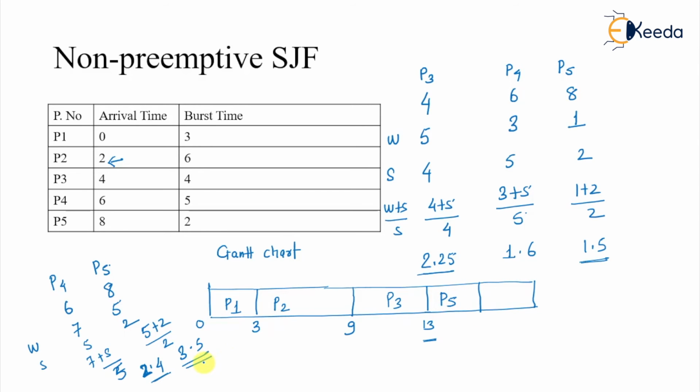because its response ratio is higher, 3.5, and it will be scheduled for 2 units, so 13 plus 2 becomes 15. Finally we have only one process left, which is P4, and that will be scheduled for 5 units, so it becomes 20. So this is your Gantt chart, and this is how it works.